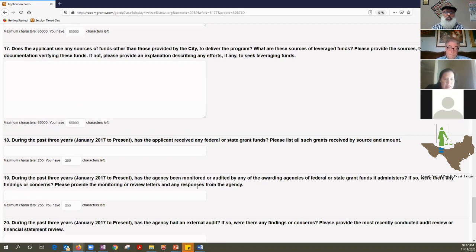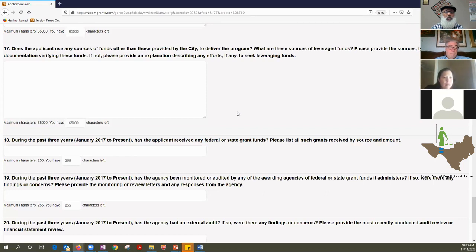During the past 3 years, has the agency been monitored or audited by any of the awarding agencies or federal or state grant funds of the awarding agencies for the grant funds it administers? If so, were there any findings or concerns? Please describe the monitoring or review letters and any responses from the agency. So again, here the city is looking for what's your track record for the last 3 years of providing programs, and have there been any audits or reason that the city should be informed about anything based on previous audits or reviews of your programs?